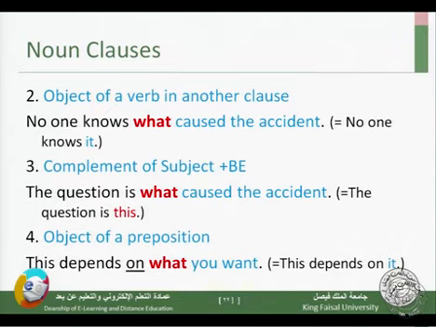In number 4, the object of a preposition, and this is the different function between WH clauses and that clauses. That clauses can function as appositives. WH clauses can function as objects of a preposition. This, of course, depends on what you want. This is a sentence here. This depends on what you want. On is a preposition. What you want is the object of the preposition on. We can say this depends on it. It is also the object of the preposition on. So in this sentence, this depends on what you want. What you want is a subordinate clause, and it is the object of the preposition on.